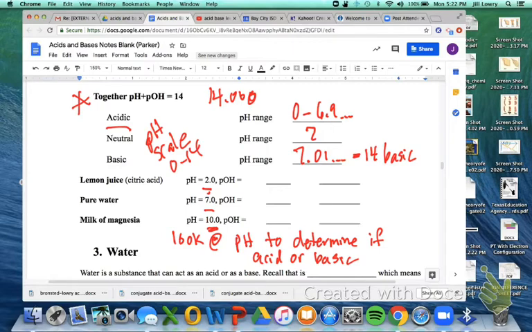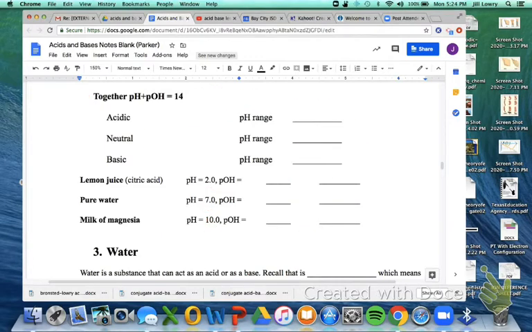If its pH is 2, its pOH would be 14 minus 2, so that would give me a pOH of 12.0, one place behind the decimal here, so my answer would have one place behind the decimal. This would be acidic. Here I have a pH of 7, so that's going to be neutral. That's for pure water. So 7.0 would be its pOH. And then milk of magnesia, something that's sometimes used for an upset stomach, has a pH of 10. So it's very basic. If it has a pH of 10, it would have a pOH of 4. 14 minus 10 gives me my 4.